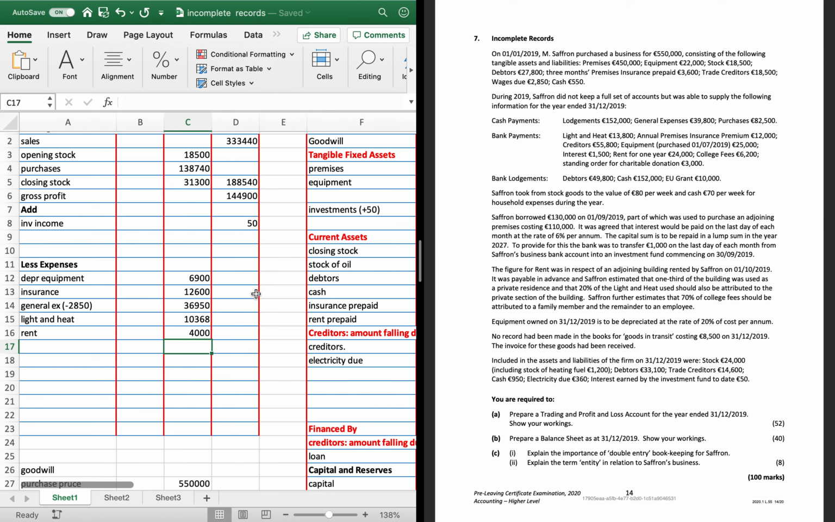Okay, college fees 6.2. There'll definitely be drawings in that. 70% of the college fees is for his family member, and the remainder is for an employee. So the remainder of the college fees is an expense. So 30% of the 6,200 is an expense. The remainder is drawings.